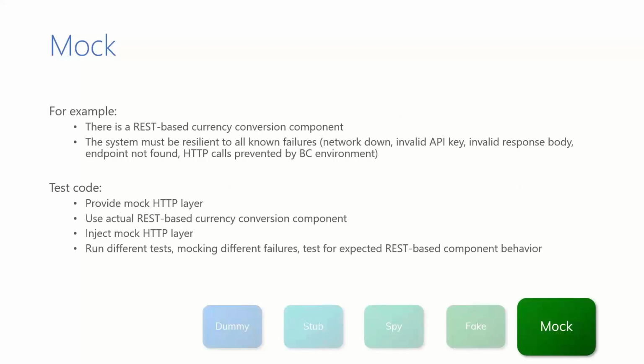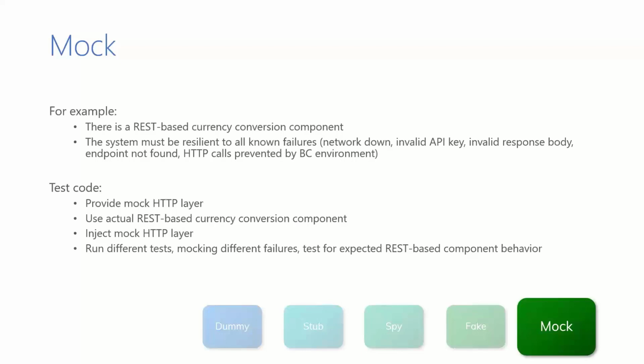So the system must be resilient to all known failures. You must be able to know what happens when the network is down, when the API key is invalid, when an invalid response body is returned, the endpoint was not found, whatever. All of these are possible ways in which the system can fail.